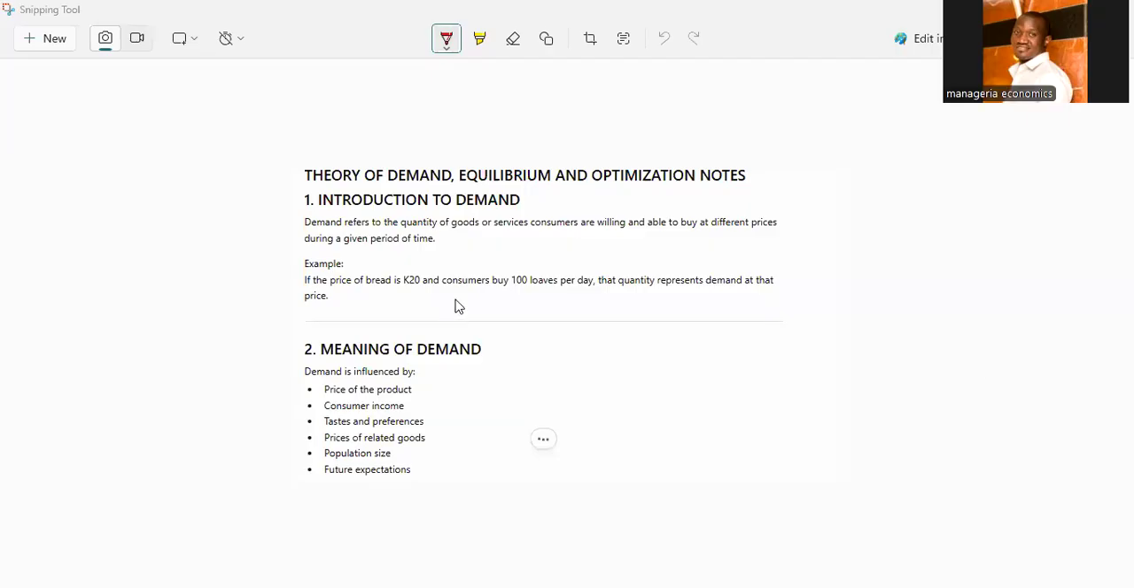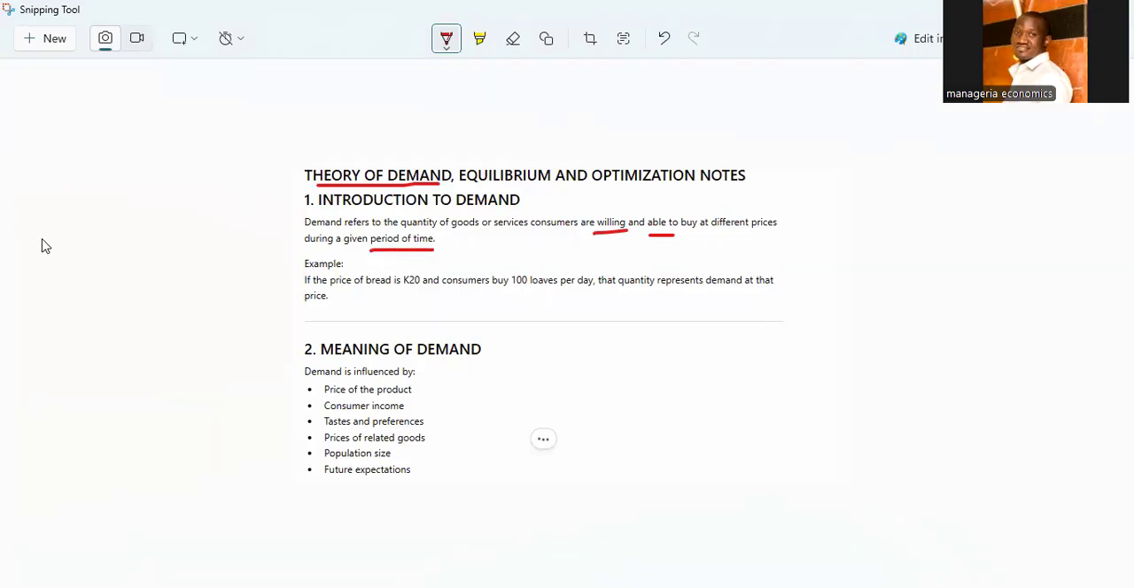Welcome to our session today where we'll look at the theory of demand. So, our introduction: when we're dealing with demand, basically, we're looking at the quantity of goods and services that consumers are both willing and able to buy at different prices given a period of time.